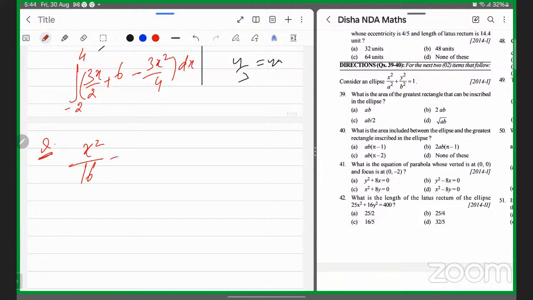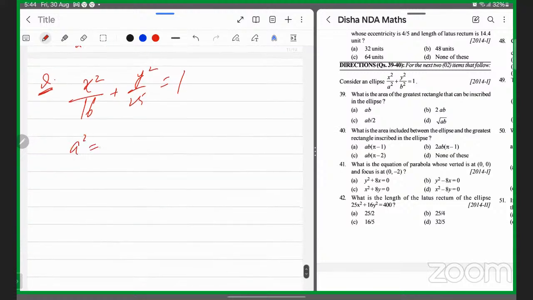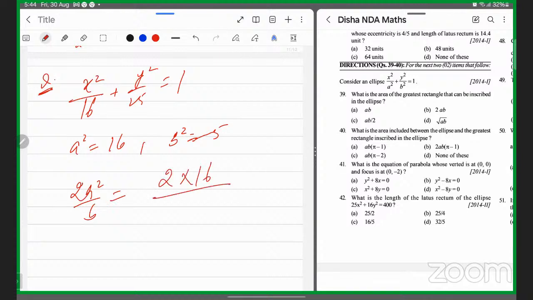This is the 16 times 25. A square is smaller, B square is bigger, vertical. So here, what is the length of the latus rectum of the ellipse? Say 2a square upon b. For a vertical ellipse, you have 2a square upon b. For a horizontal ellipse, 2b square upon a.